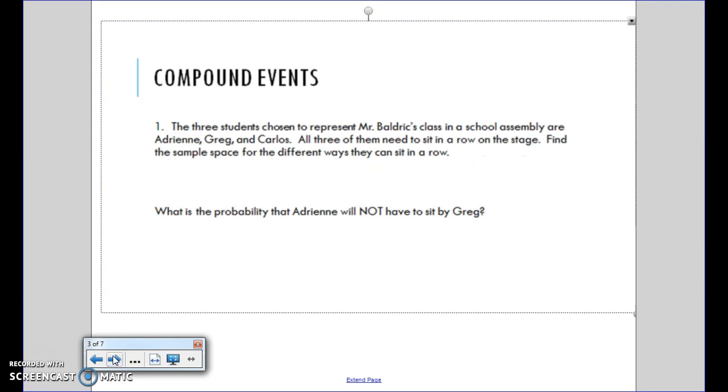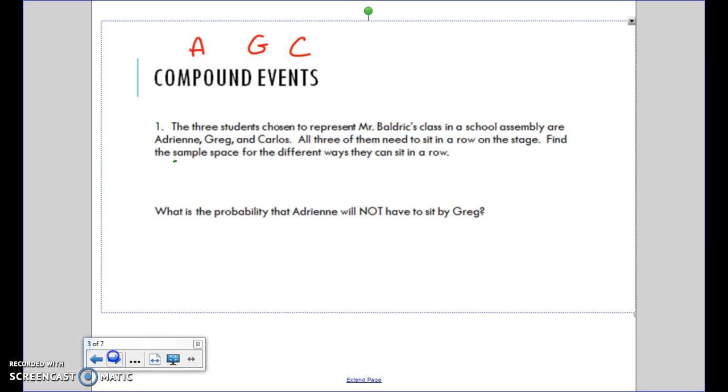All right, so we have a few problems here, and the first problem has to do with 3 students that are chosen to represent Mr. Baldrick's class in the school assembly. Those children are Adrienne, Greg, and Carlos. So I'm going to abbreviate them: Adrienne, Greg, and Carlos. Those are our 3 students. It says all 3 of them need to sit in a row on the stage. Find the sample space for the different ways they can sit in a row.